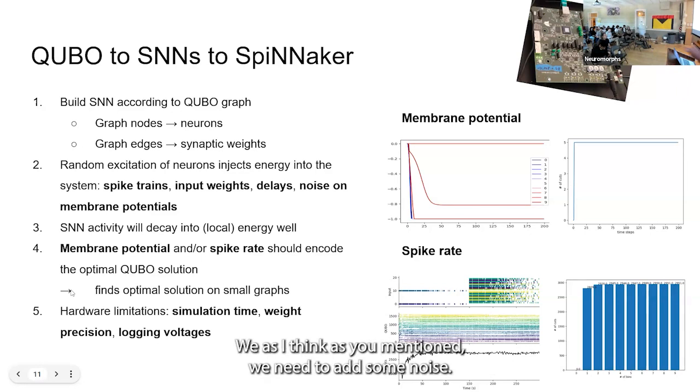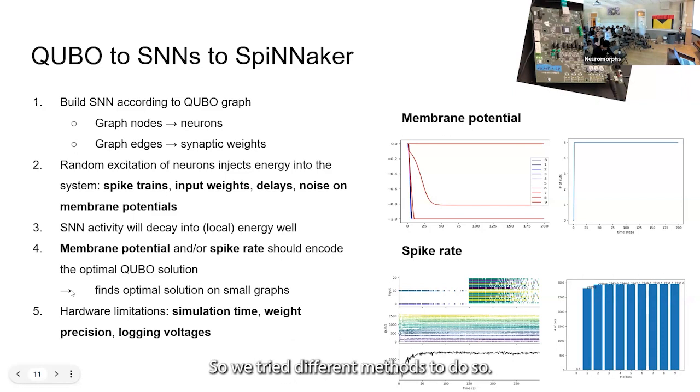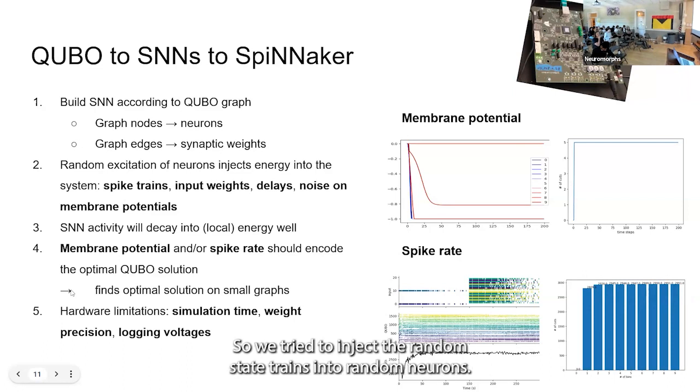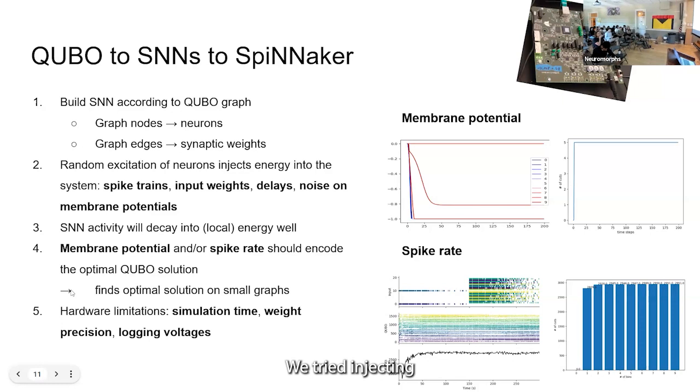But to simulate it, as Adil also mentioned, we need to add some noise. We need to perturb the system to get the dynamics going. So we tried different methods to do so. We tried injecting random spike trains into random neurons. We tried injecting noise on membrane potentials randomly at each time step. We also tried introducing random delays in the network.